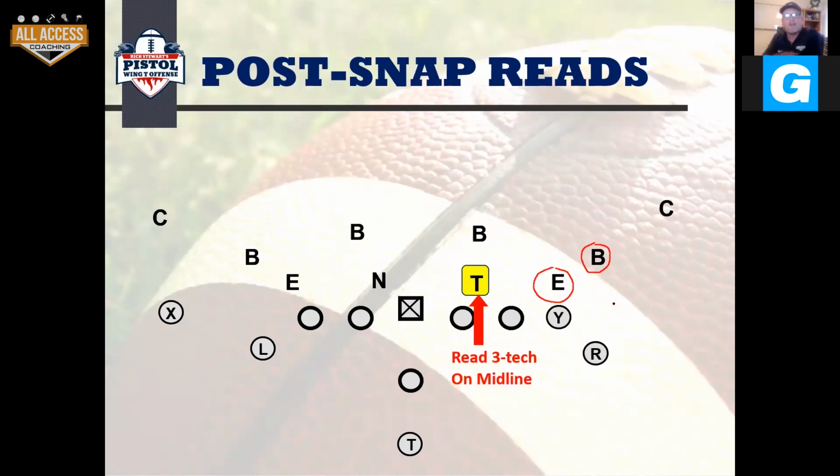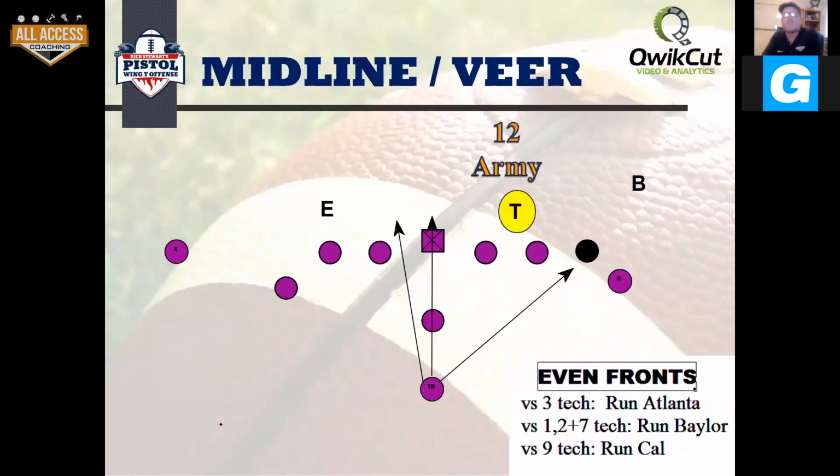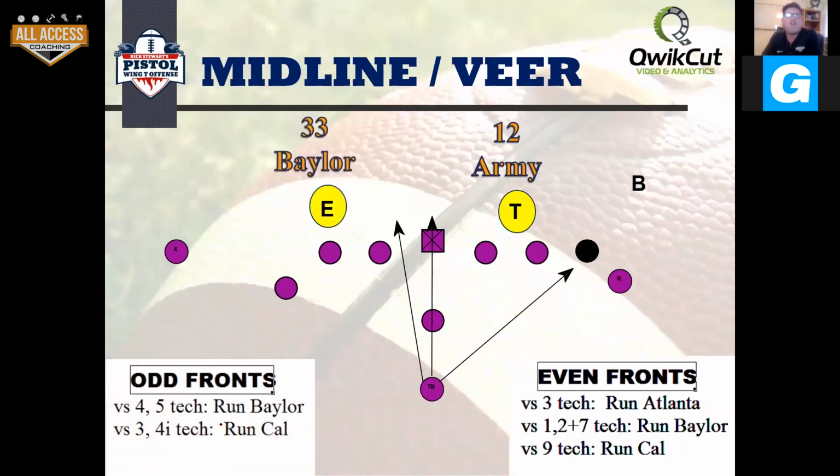Our power read, I didn't want to change our blocking rules. So our power read blocking rules came out of our option game. So I'm going to introduce you to our midline and veer. We're able to run midline and inside veer and outside veer with one blocking scheme. I got it from Herschel Moore, a Hall of Fame coach from Tennessee. Army is midline, okay? I'm not going to get into this too much. Army is midline. Baylor is inside veer. Cal is outside veer. This was our blocking rules.